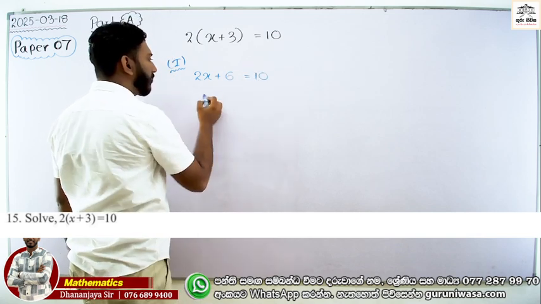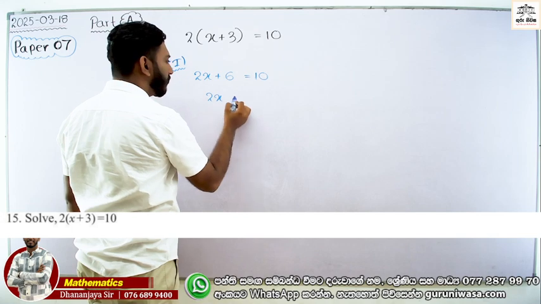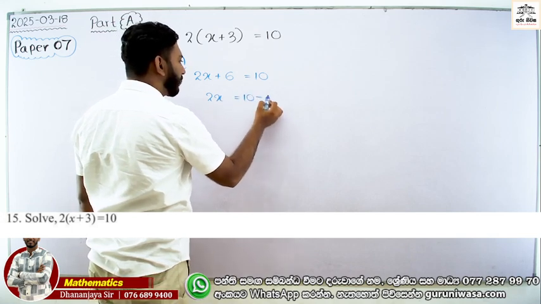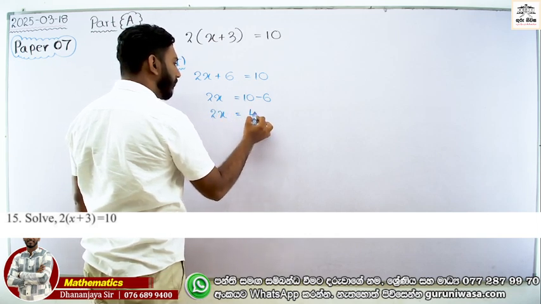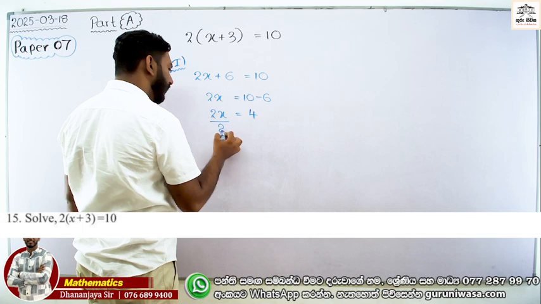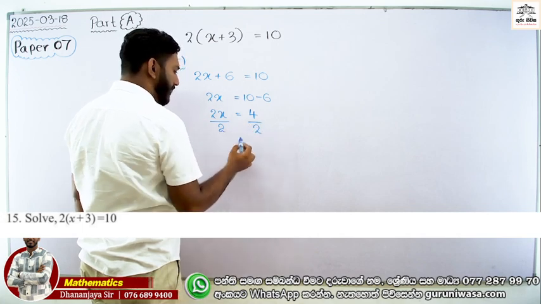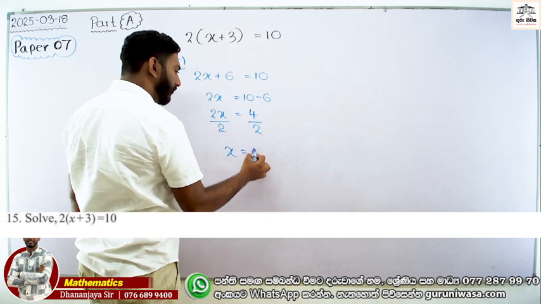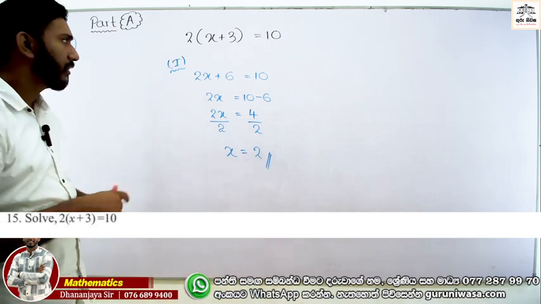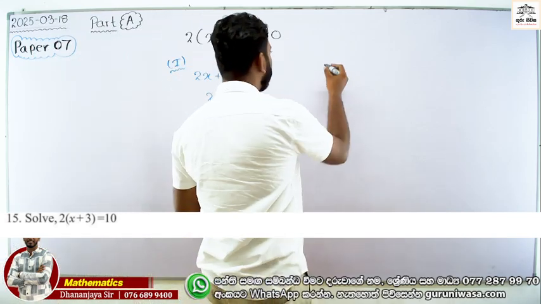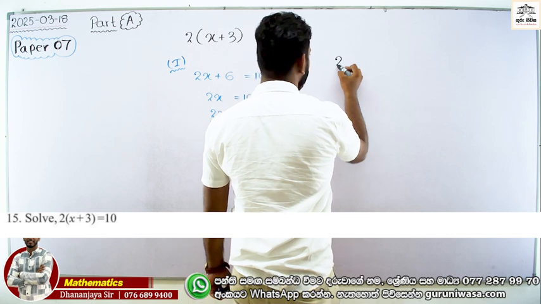Now plus 6 goes to the other side. Now 2x becomes 10 minus 6. Now you can write 2x equals 4. Now again both sides are divided by 2. Now finally x becomes 2. And this is method number 1, expanding brackets. Without expanding brackets, you can simplify like this.